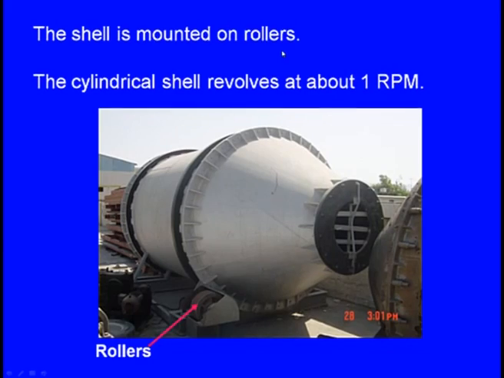Now the shell is mounted on rollers, and here we can see these are the rollers. Here is one roller, and here there will be another roller. This side there will be one more roller, a third roller, and one more roller will be there. Generally there will be four rollers. Now these rollers will be rotating.